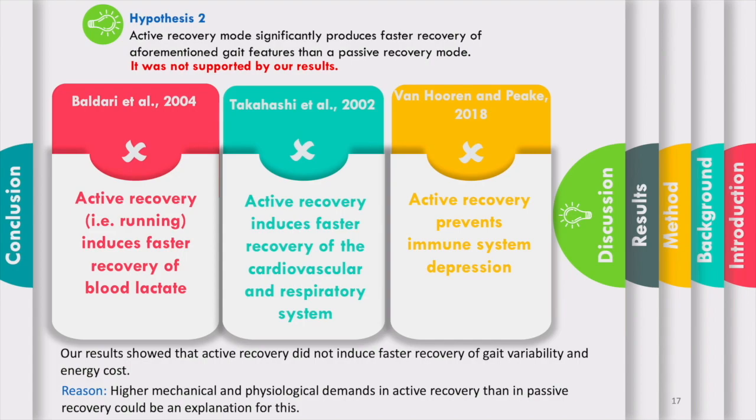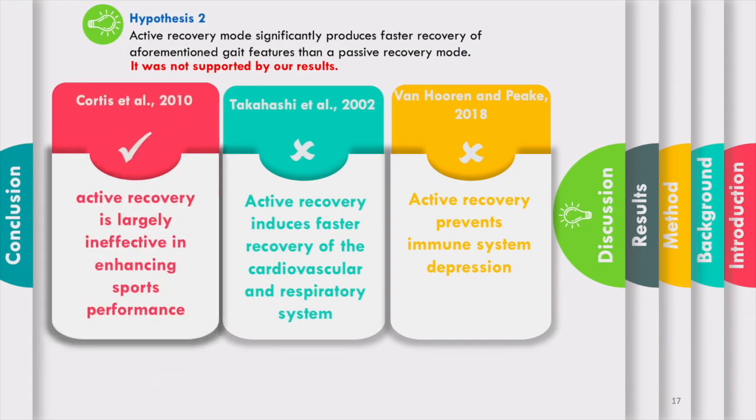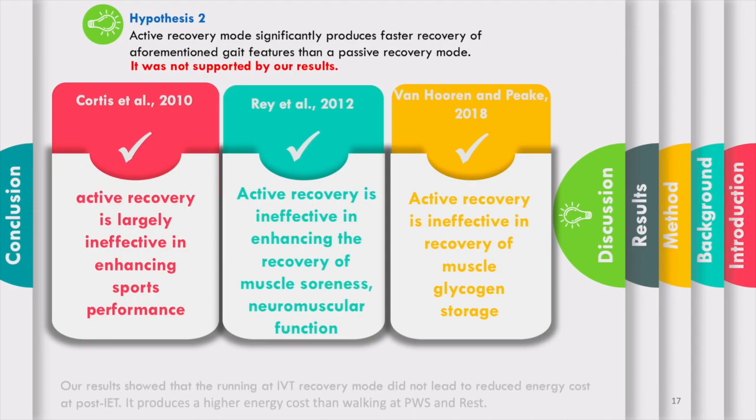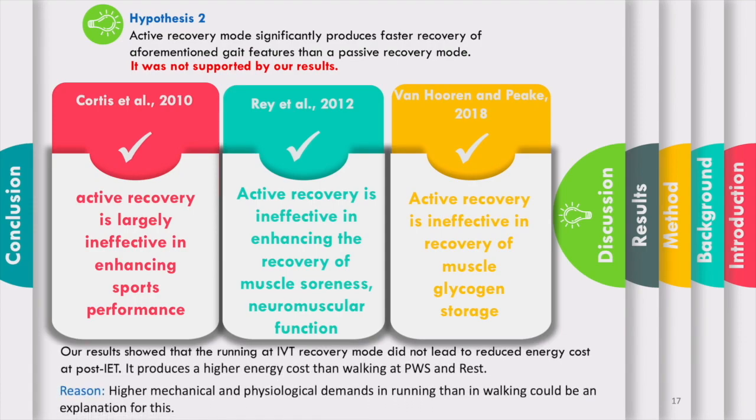However, our results are in line with previous studies that reported that active recovery is largely ineffective in enhancing sport performance, in enhancing the recovery of muscle soreness and neuromuscular function, and in the recovery of muscle glycogen storage. Our results also show that running at individual ventilation threshold produces higher energetic cost than walking at preferred walking speed and rest. One reason could be the higher mechanical and physiological demands in running than in walking.